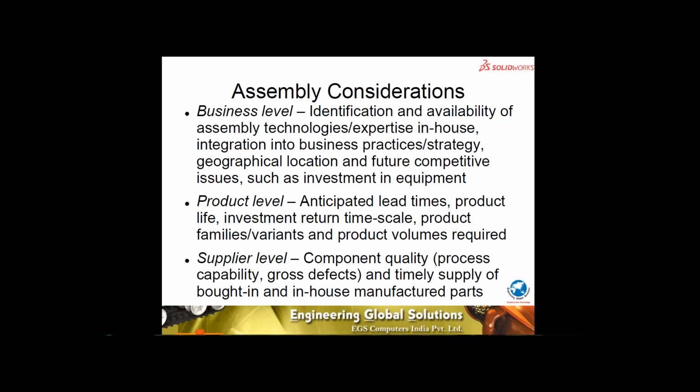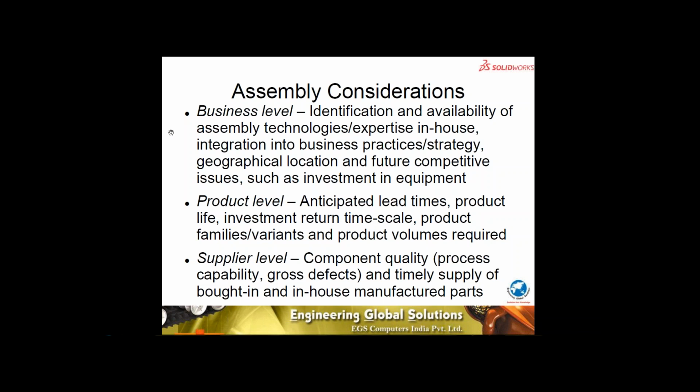The product level considerations involve anticipated lead times, product life, investment, return time and scale, product families and variants, and product volumes as required. The supplier level considerations include the component quality, the process capability, and the gross defects that a particular line is capable of delivering, and the limitations thereof, and the timely supply of the brought in and the in-house manufactured costs.